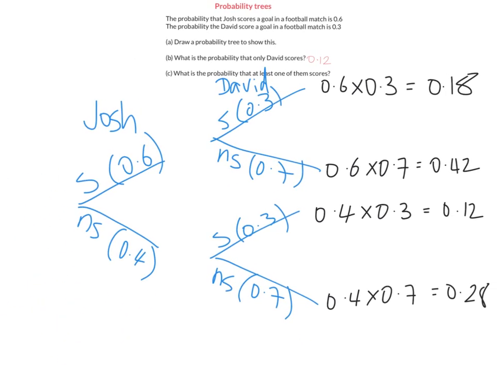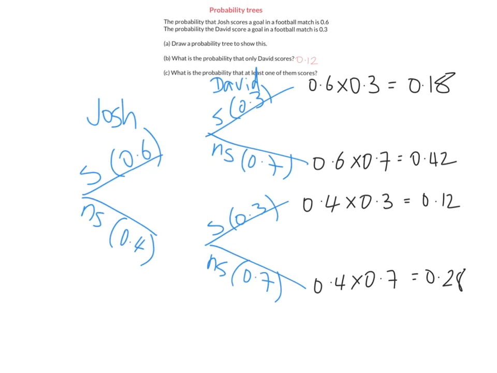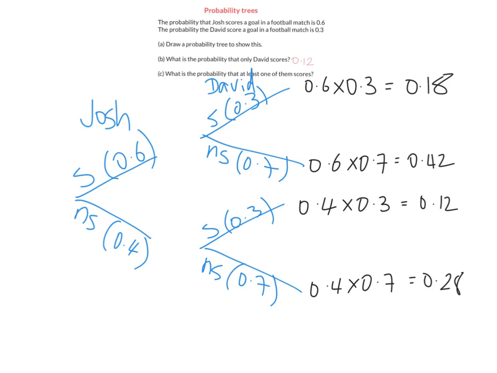Next one, what is the probability that at least one of them scores? Okay, so that means that Josh could have scored and David scored, which is 0.18. So I'm just going to highlight that. Josh could have scored and David missed, so that's still at least one of them scoring. So that's fine, we can use that.